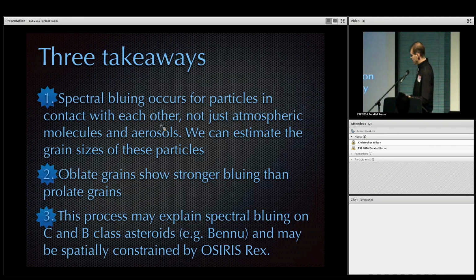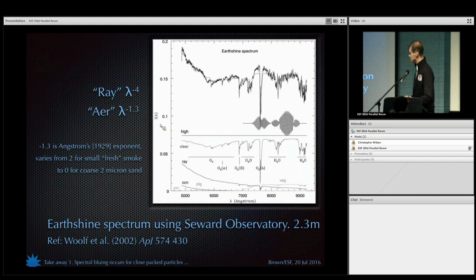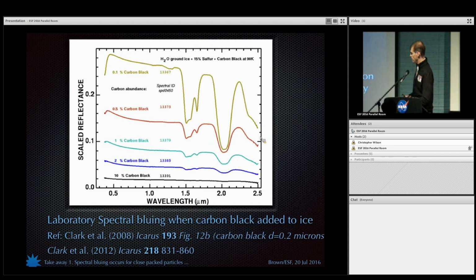Three takeaways of the talk. The first one is that spectral bluing occurs not just for particles in our atmosphere like fine hazes and aerosols, but also for small, submicron sized particles embedded in solid targets like ices and so on. The new finding that I'm going to be talking about today is that when you have aspherical particles, so not perfect spheres, which the paper talked about, oblate grains are stronger in their bluing capabilities, so they cause more bluing than prolate particles, and we'll go into why that might be and some of the results.